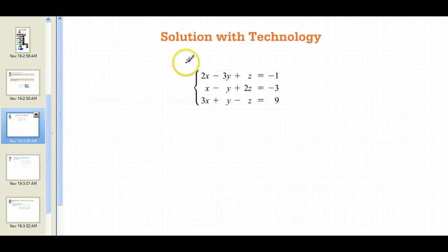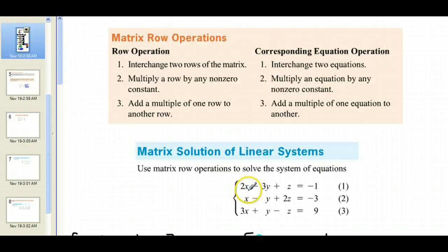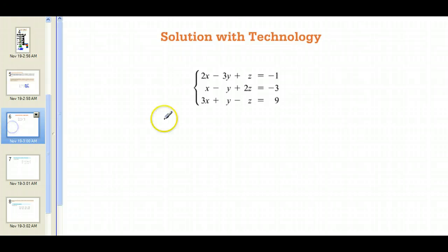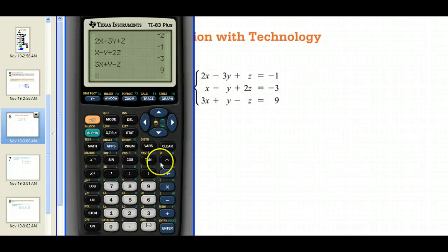Alright, now solution with technology. If you look back, this is the same example we did up here. Alright, I just removed the numbers for the equation name, but this is the same one. Now I'll show you how to do this on your calculator.